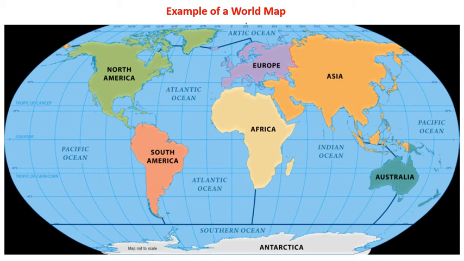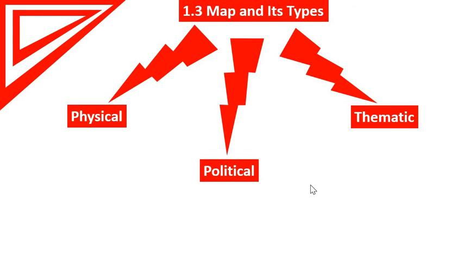Now let us look at a more recent, simpler map. This is yet another example of a world map, a much simpler one. Various continents are mentioned over here, right? And this is where we are, in India. Good.